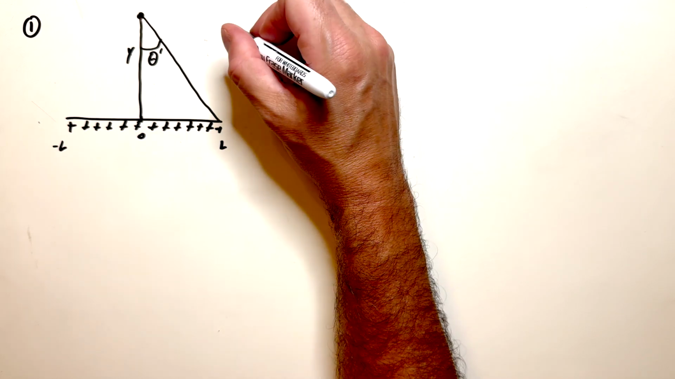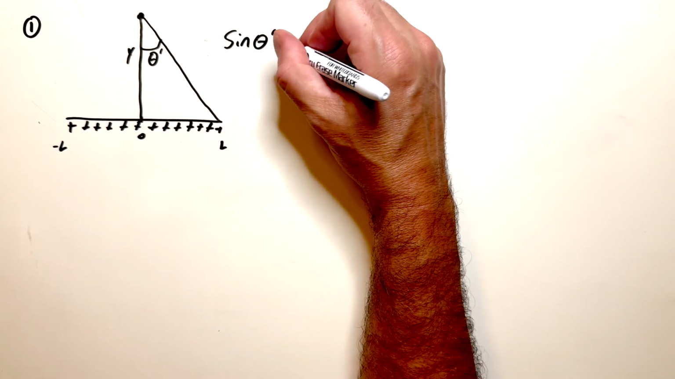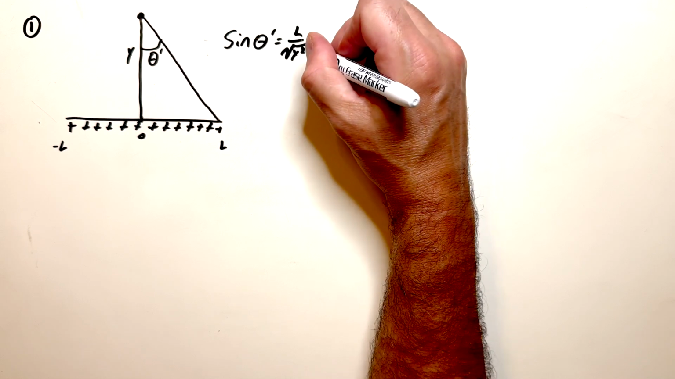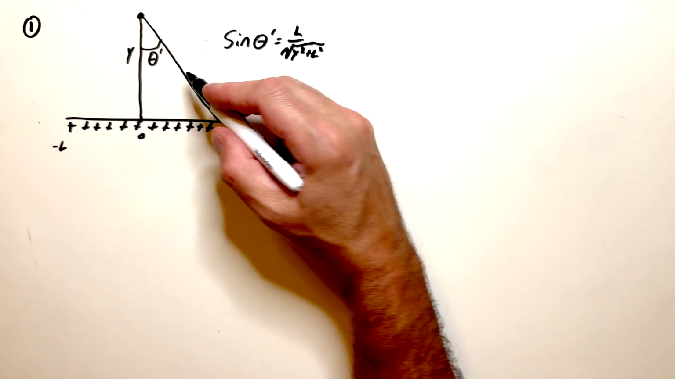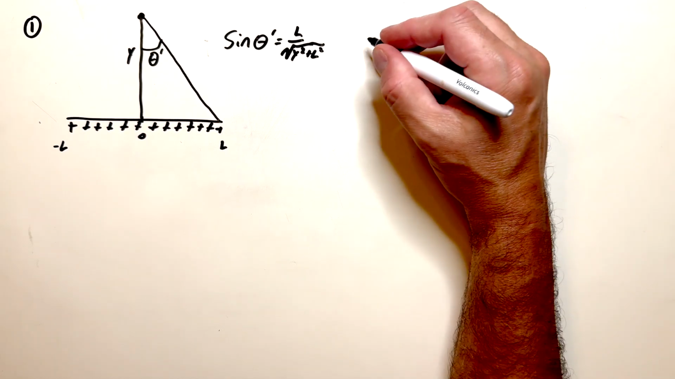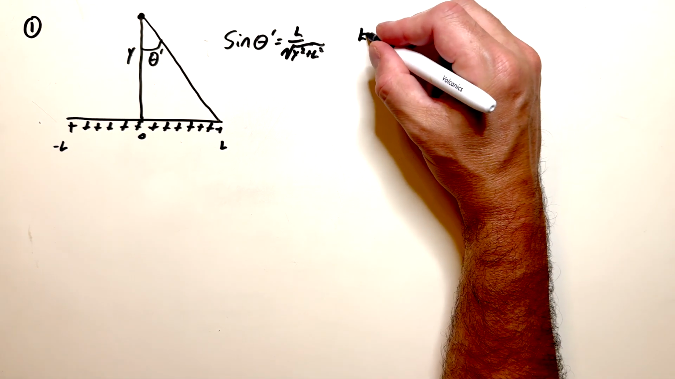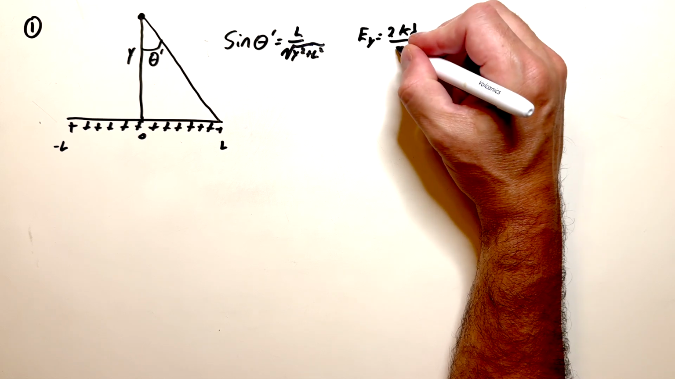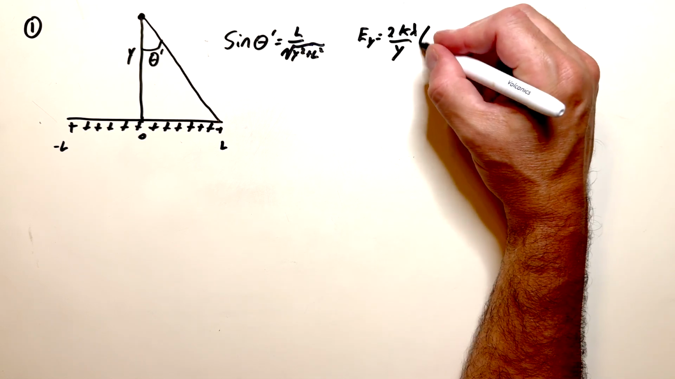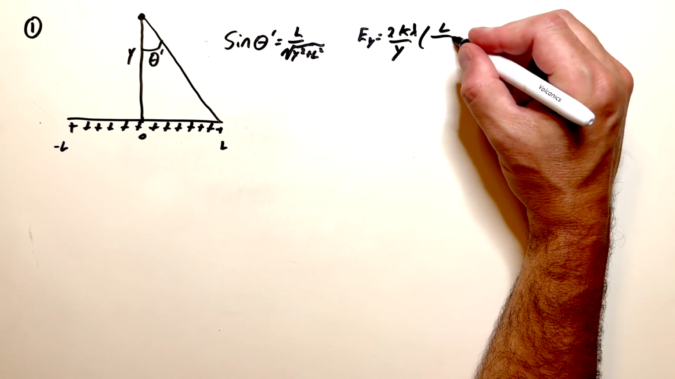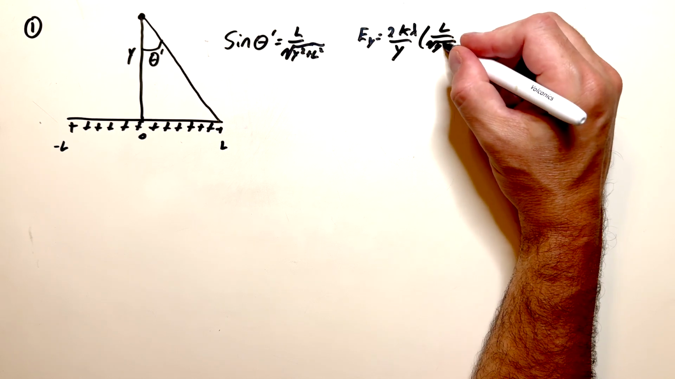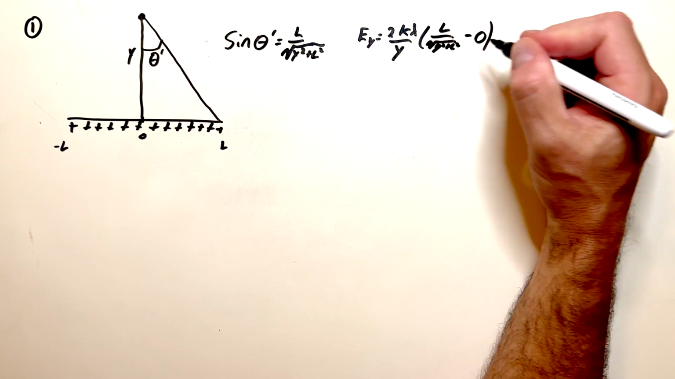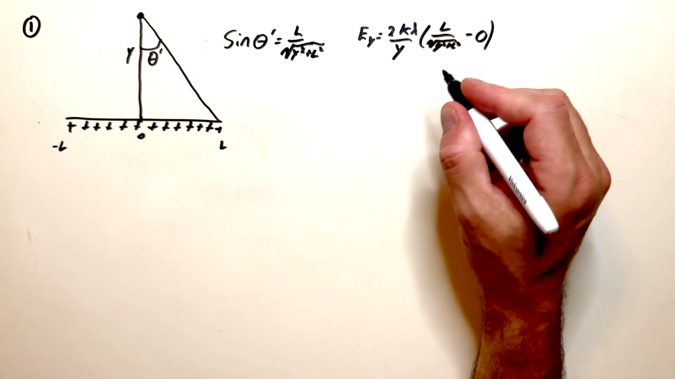And so we can see from this drawing that the sine of theta prime is equal to L over the square root of y squared plus L squared. It's just the hypotenuse of this triangle. So then we evaluate this. We'd say that E sub y is equal to 2k lambda over y. Now the sine of theta prime is just going to be L over the square root of y squared plus L squared, minus sine of 0 is just 0, so that just doesn't contribute anything to our expression. So this is our final answer.